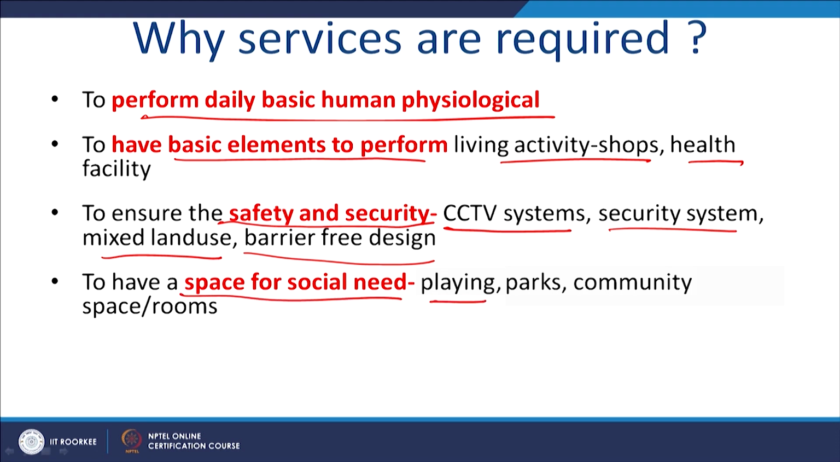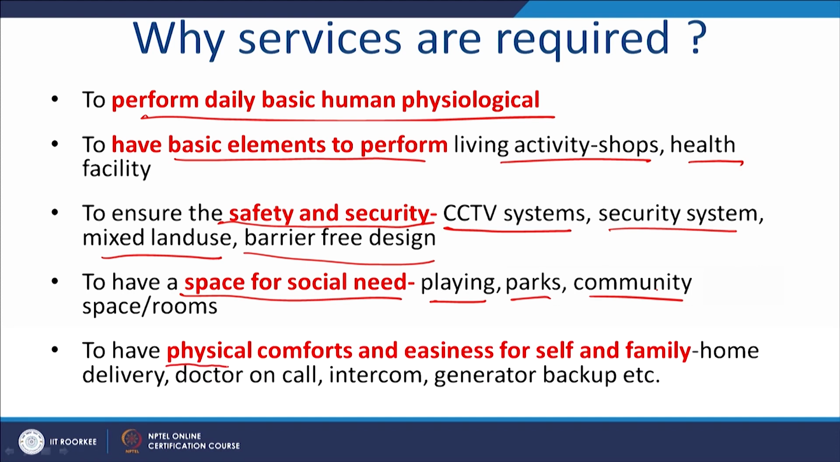For example, playgrounds, parks, community spaces, community rooms, community halls, these are all spaces for social interaction. And also we make service infrastructure for physical comfort and ease for the self and family. For example, we have home delivery service, doctor on call, intercom, generator backup. Definitely, all the services and amenities urban local government will not create or develop, but definitely it is their duty to have overall control over the infrastructure, services and the amenities.